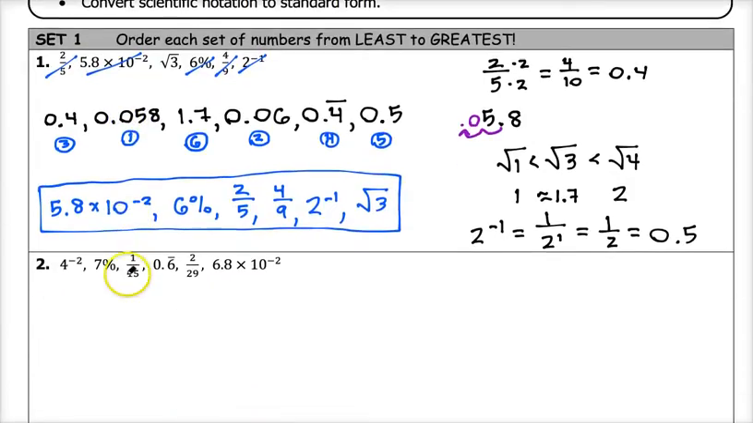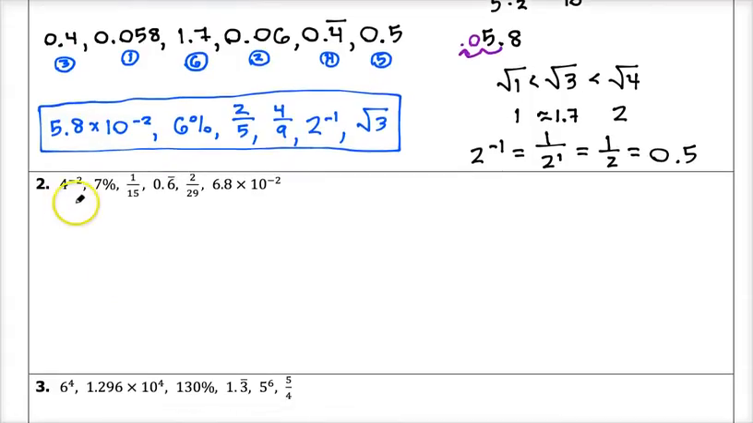Okay, looking at number 2, we have 4 to the negative second power, 7%, 1 over 15, 0.6 repeating, 2 over 29, and 6.8 times 10 to the negative second. So again, I'm going to start out by converting each of these numbers to decimals. 4 to the negative second, I can rewrite as 1 over 4 squared, which is 1 over 16.